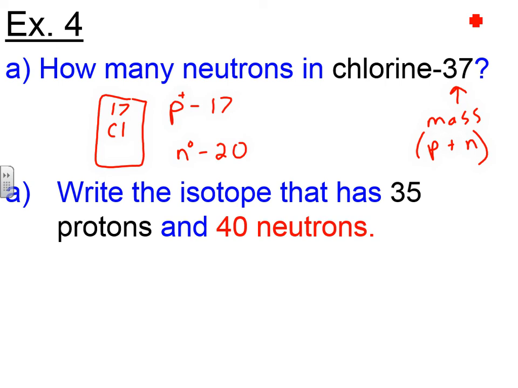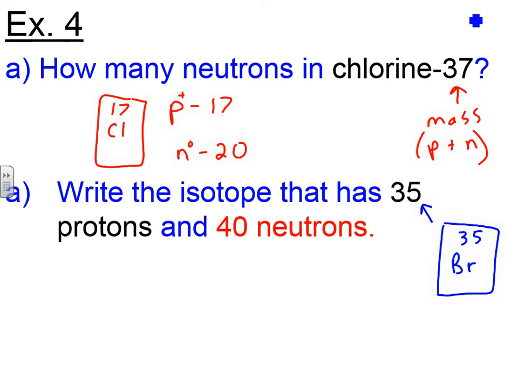Okay, and then how about: write the isotope that has 35 protons and 40 neutrons. So first of all, we have to find out which element this is. Now every element is identified by its number of protons. So look at the periodic table and find the element with the number 35 above it, which will be the element bromine. The element bromine has 35 protons.